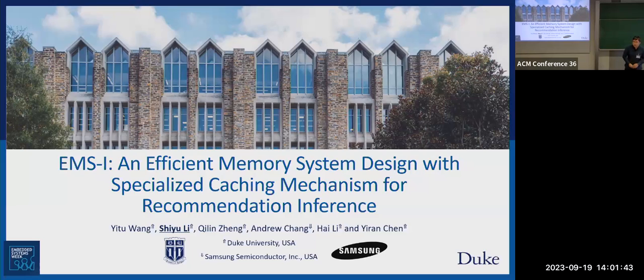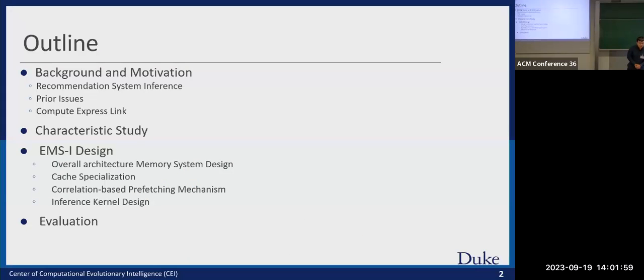Thank you for this introduction. I'm Shuli from Duke University, and today I'm going to present our work called EMSI, an efficient memory system design with specialized caching mechanism for recommendation inference. This is a collaboration between Duke University and Samsung Semiconductor Incorporated. This is the outline of my presentation. First, I will give the background and motivation of this research, and then introduce our characterization study showing that there's potential for acceleration of this memory system design, and then present our design of the EMSI system, and finally present the evaluation results of this design.